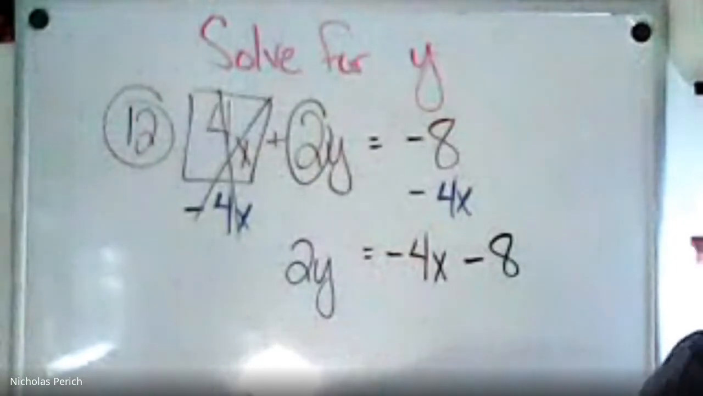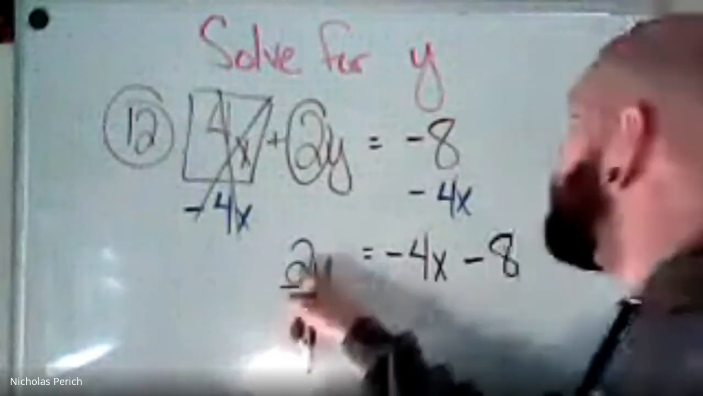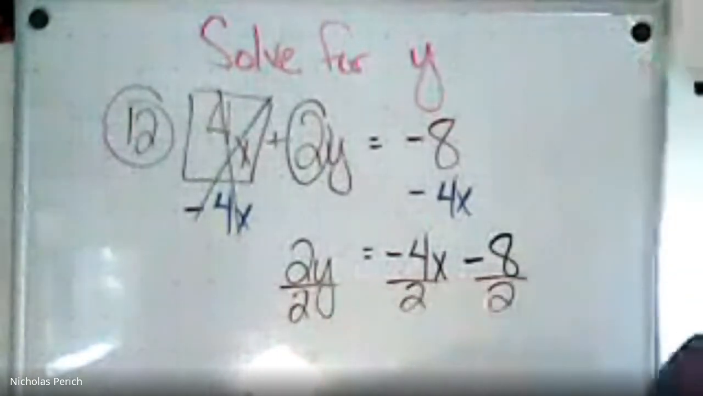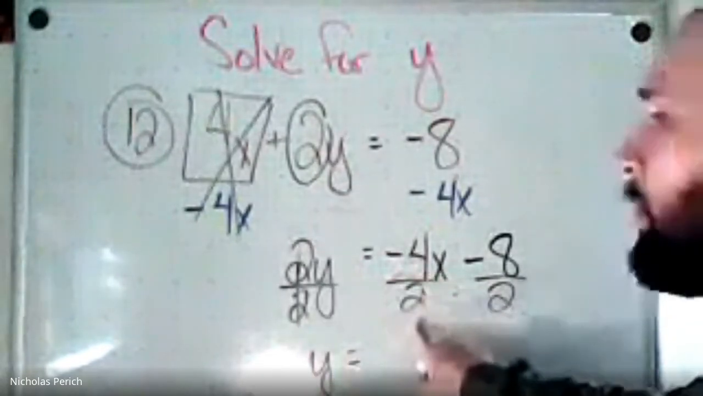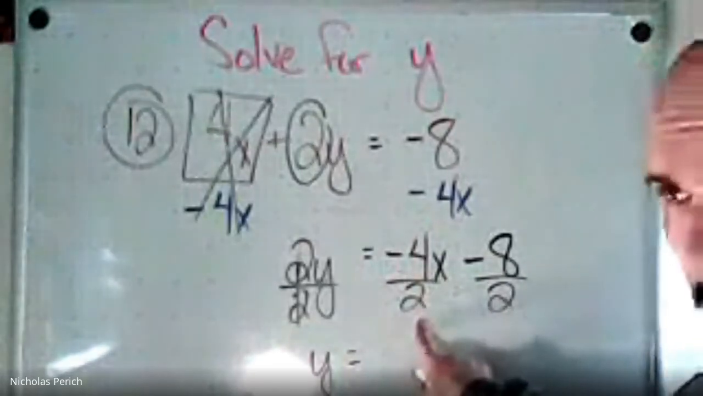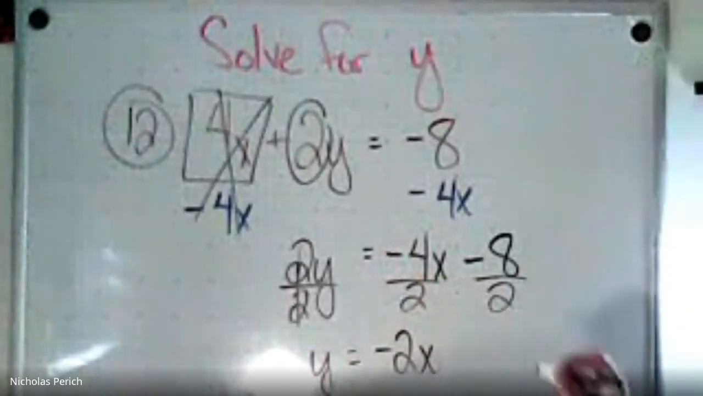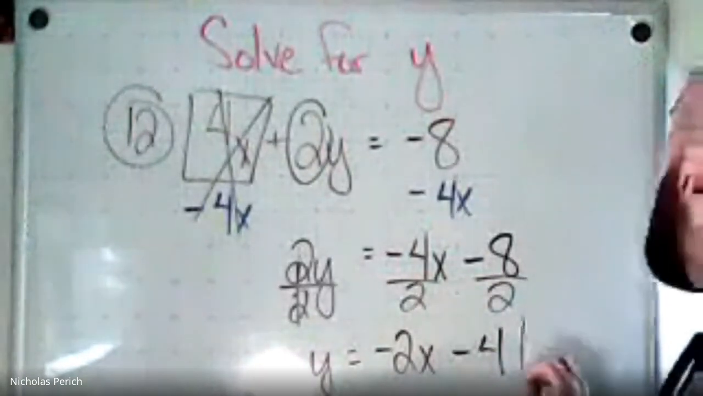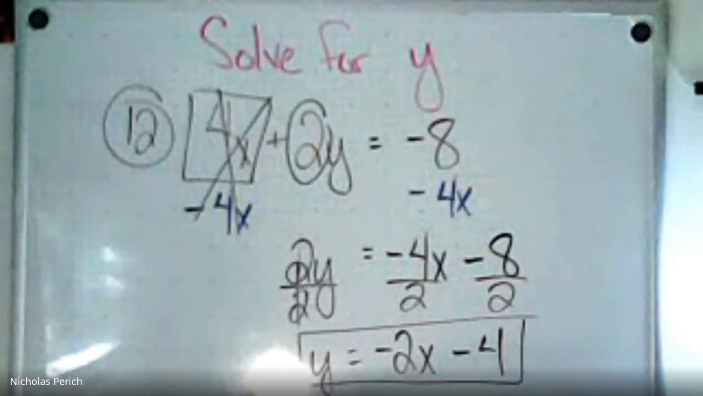Is y all by itself now? No. What's in the way? 2. Since 2 is being multiplied to y, I have to divide everything by 2. Cross y out. y equals. Can I simplify -4 over 2? Yeah. -4 divided by 2 is -2, and then x comes along for the ride. Can I simplify -8 divided by 2? Sure. -8 divided by 2 is -4. Is y all by itself now? Sure is.